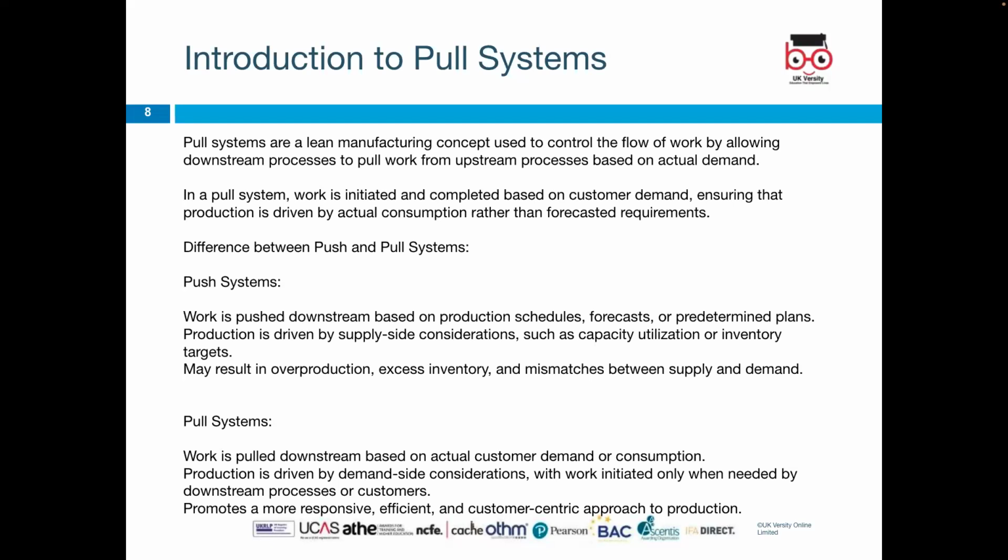In the pull system, work is pulled downstream based on actual customer demand or consumption. Production is driven by demand side considerations, with work initiated only when needed by downstream processes or customers. It promotes a more responsive, efficient, and customer-centric approach to production.